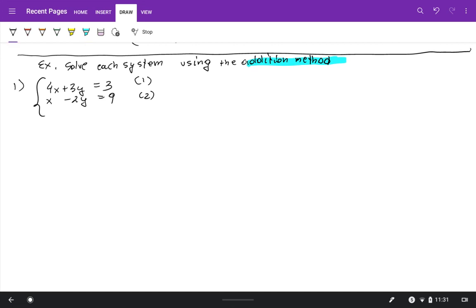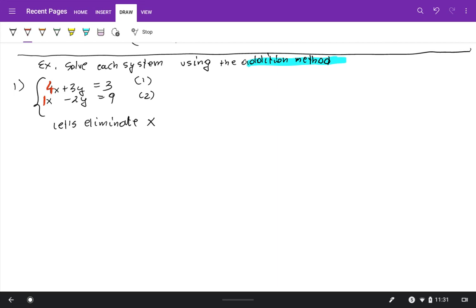So when we have that, now we have to come up with the plan. The idea is to eliminate one of the variables. So my plan is, let's eliminate x. So how can we eliminate x? The first equation has 4 in front of x. The second equation has 1 in front of x. So to eliminate x, I need 4 and negative 4.